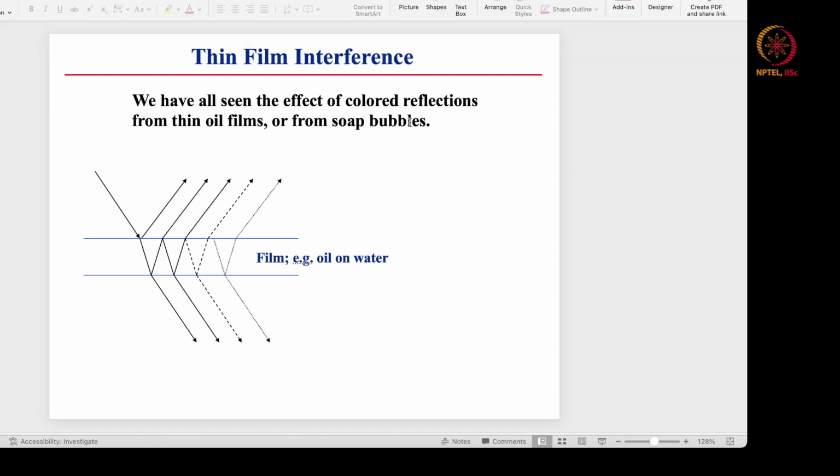We have seen the effect of different colored reflection from thin oil films or from soap bubbles. For example, this is a film, oil on water. So there is water, and then there is oil, and there is light. Part of it gets reflected, part of it gets refracted, then comes out and gets refracted again. Part of it is refracted, then undergoes reflection, then again undergoes refraction and so on.